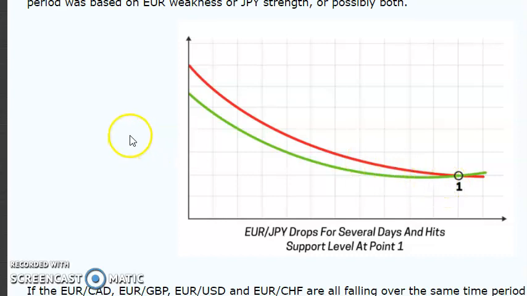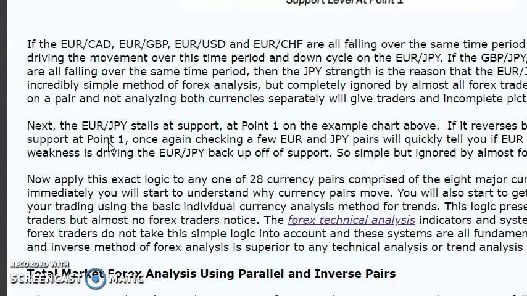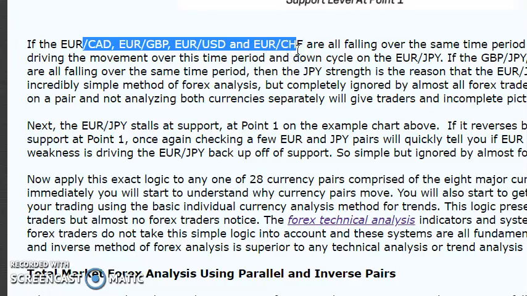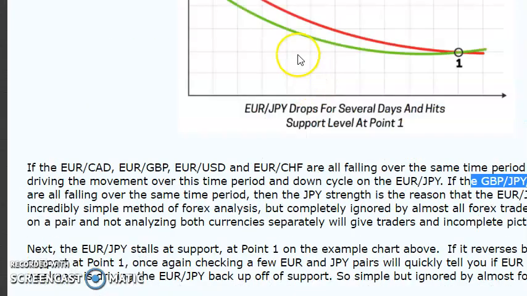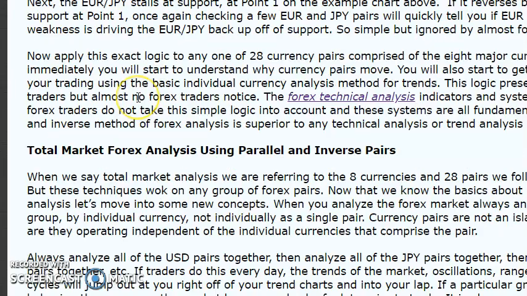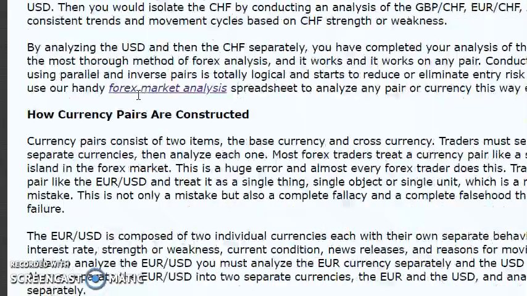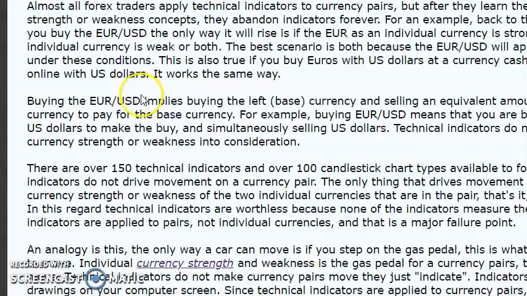So all you have to do is set up your charts and analyze all of the euro pairs over the same time frame and all of the yen pairs, and you'll figure out why this pair is dropping. It works the same way for every other pair. So set up all your euro pairs together or set up all your yen pairs together, and you can analyze the euro yen very quickly against the other 7 major currencies. Let's move down the page here a little bit.